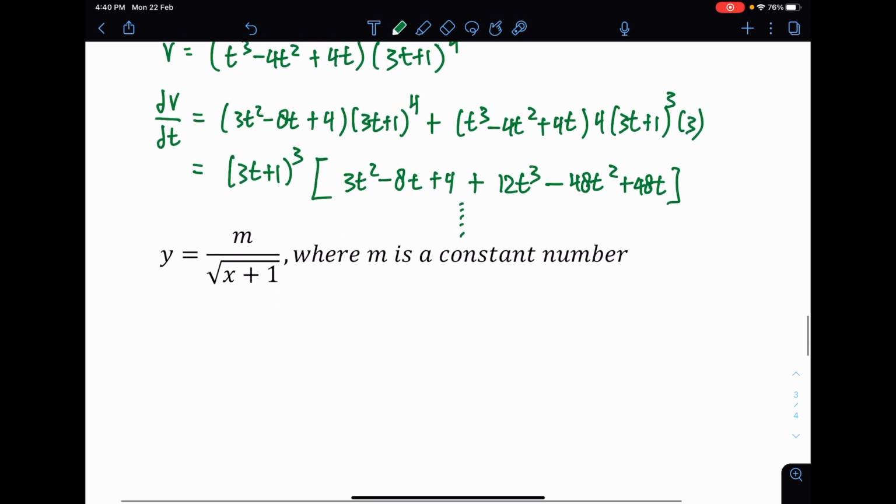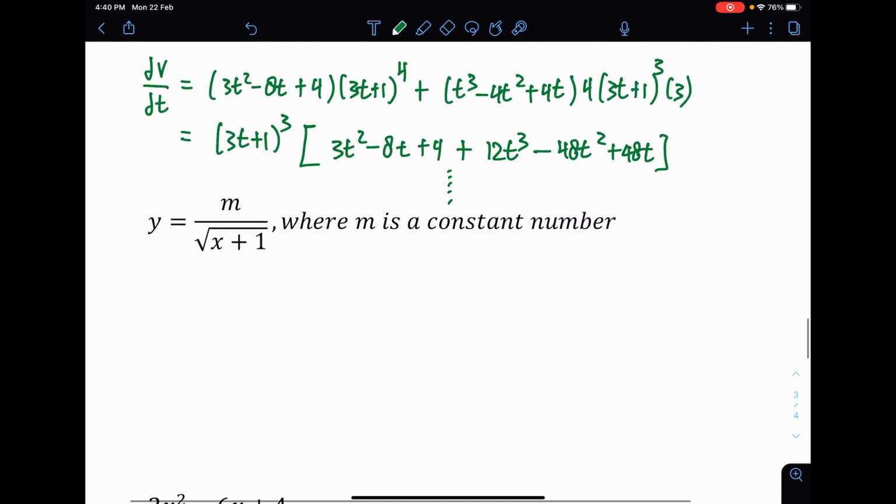Alright, that's it. Next, I'm going to differentiate this y equals m blah blah blah. But you see, they say that m is a constant number. Now I know m is an alphabet, but they regard this as a constant number. It's not a variable. It means that when you want to differentiate, I need to do it with respect to y and x only. The m is not counted as an alphabet.